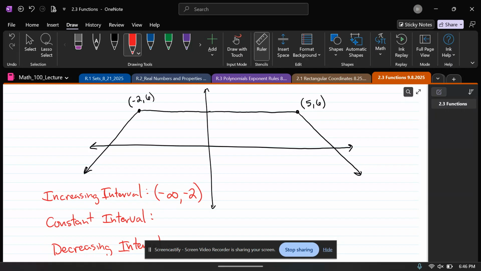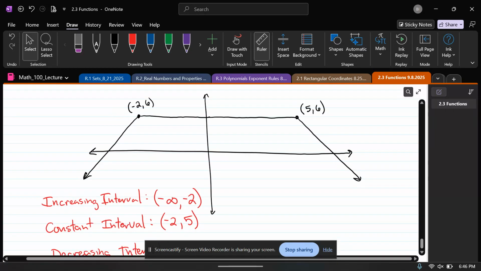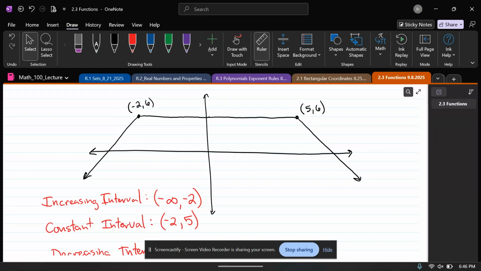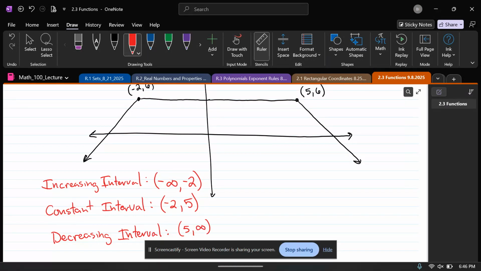So what's the constant interval? Where does it start? At -2 and ends at 5. And then after that, we have a decreasing interval. It goes down and to the right. So it starts decreasing at what x value? 5. And decreases to infinity because it has that arrow going on the end there.